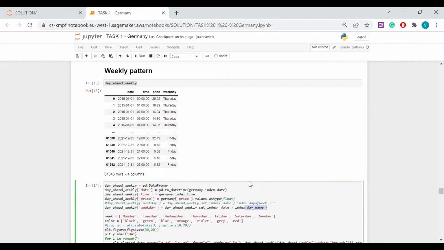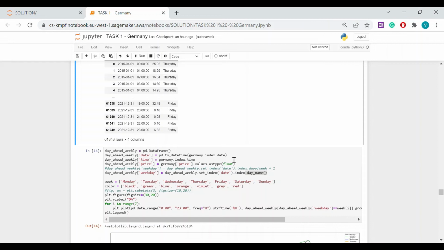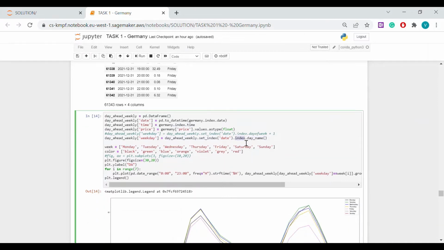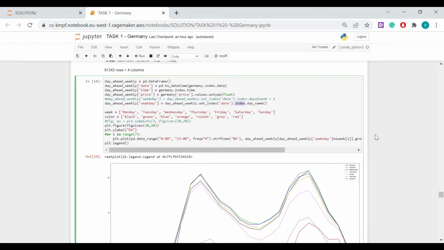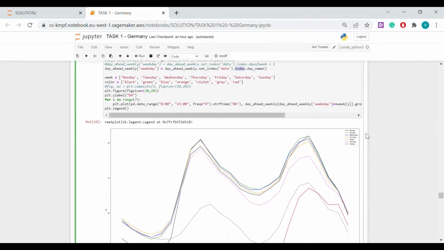Next, we consider the weekly pattern. In order to do this, we create a new data frame consisting of 4 columns: date, time, price, and the weekday. So in order to do this, we simply extract the date and time from the index of our data frame, and in order to assign the weekday, we use the function dayname with respect to the index.